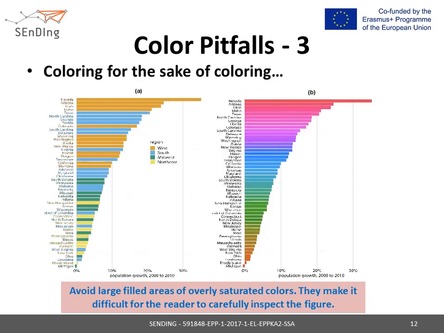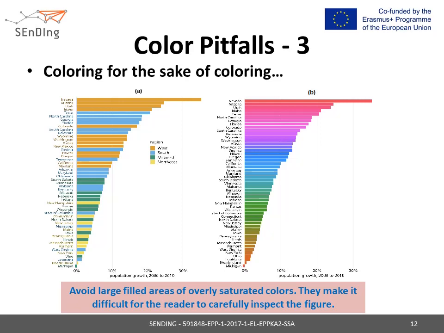A second common problem is coloring for the sake of coloring, without having a clear purpose for the colors. As an example, consider the figure shown in this slide, which presents the same information by coloring the bars according to geographic regions, see Part A, and coloring the bars creating a rainbow effect, see Part B. This may look like an interesting visual effect, but it is not creating any new insight into the data or making the figure easier to read.